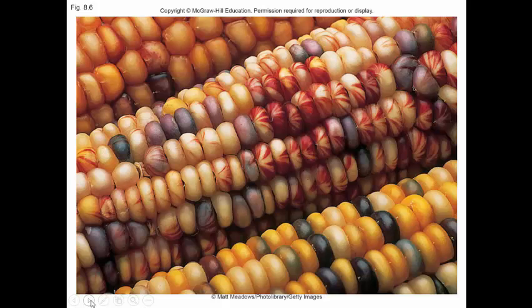It almost looks like candy rather than actual kernels of corn. By the way, there's a micro assessment at that point on page 208. Take some time to review it.